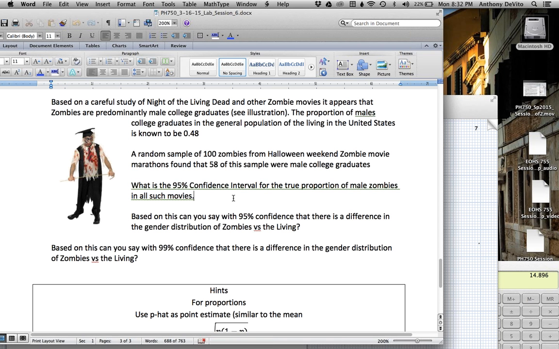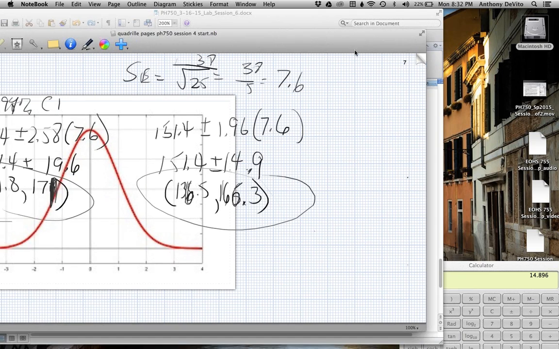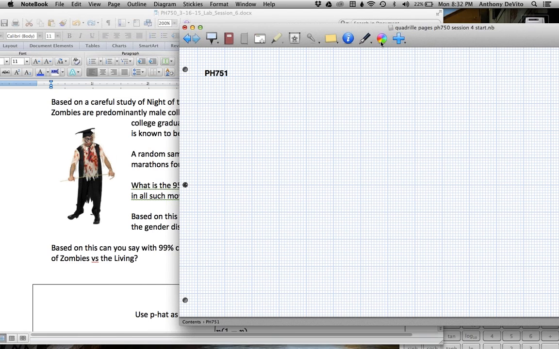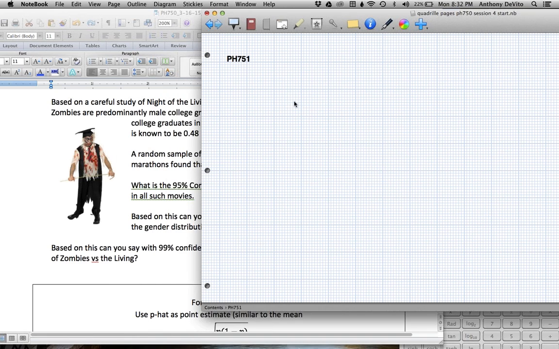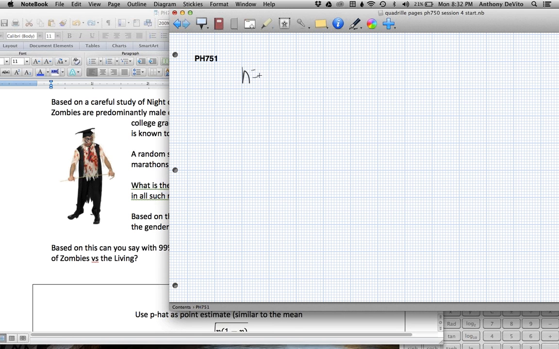Okay, so what's P cap equal to? First of all, we don't know what P is, right? We don't know the true proportion of male zombies in the zombie population, right? So what we do know is that we took a sample size of 100, and we found that P cap is equal to 0.58. 58% of the zombies were male. Now we want to find our confidence interval for that.